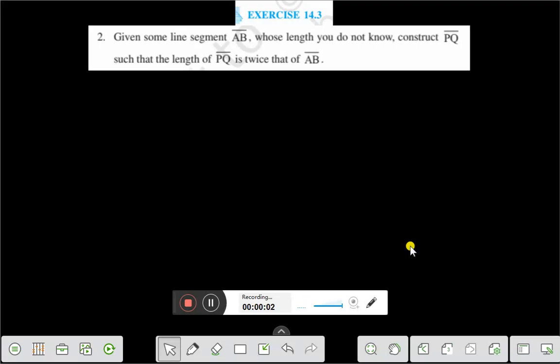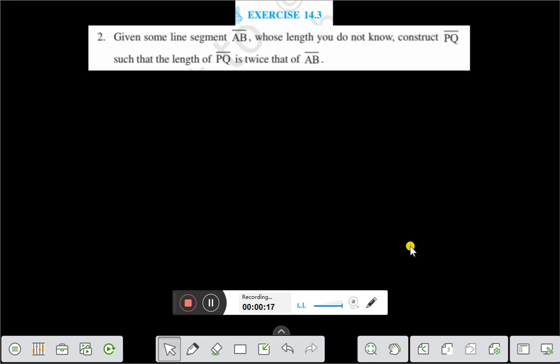Hello everyone. Today we shall discuss exercise 14.3 question number 2. Given some line segment AB whose length you do not know, construct a line segment PQ such that the length of PQ is twice that of AB.